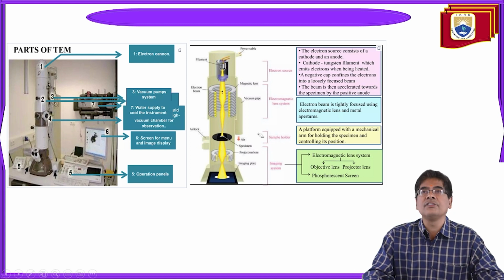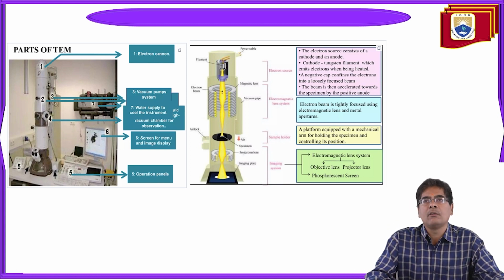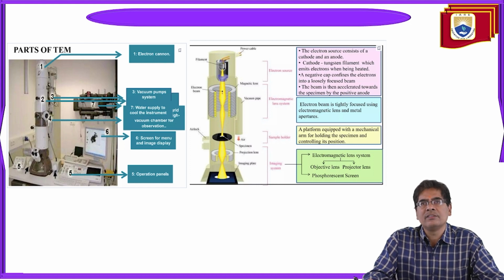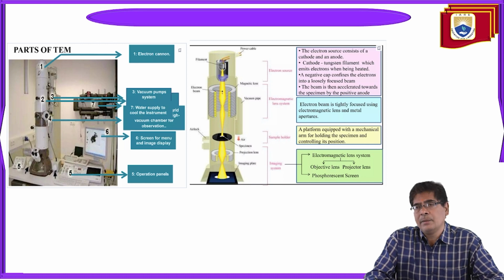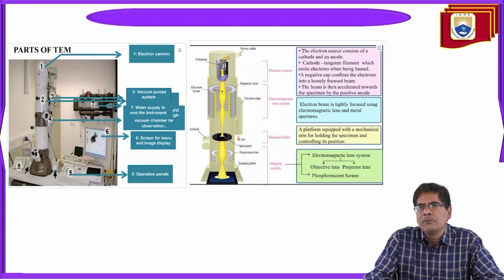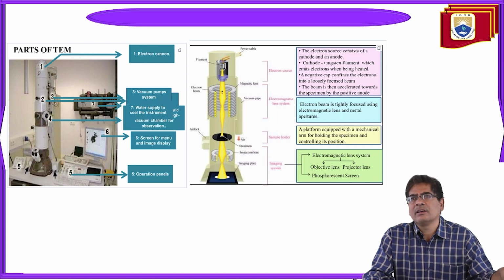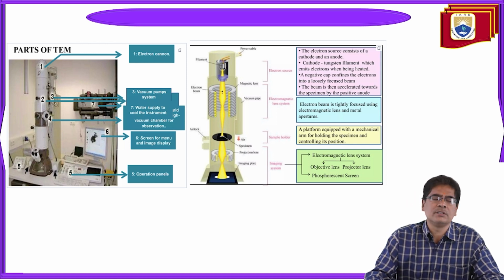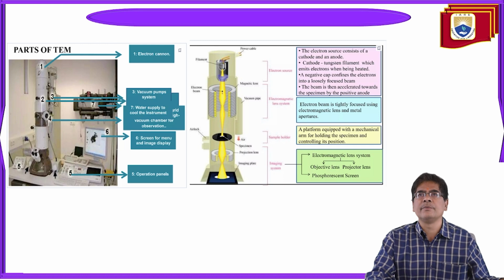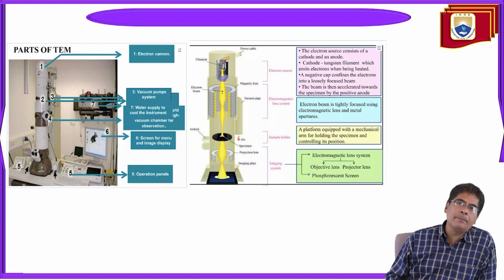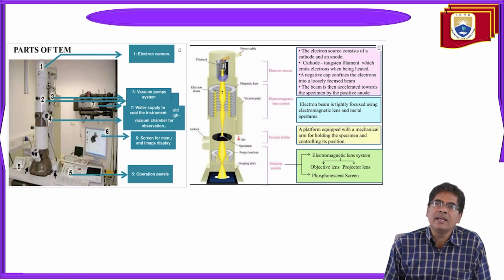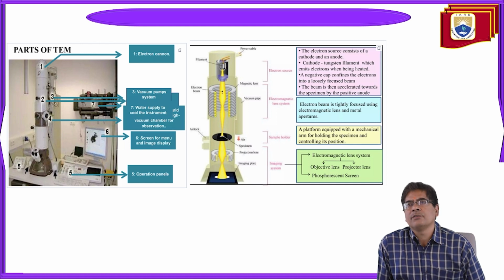The electron source consists of a cathode and an anode. Cathode is nothing but the electron emitter, and anode is the electron collector. Here the cathode used is a tungsten filament, which emits electrons when heated. A negative cap confines the electrons into a loosely focused beam. The beam is then accelerated towards the specimen by the positive anode.